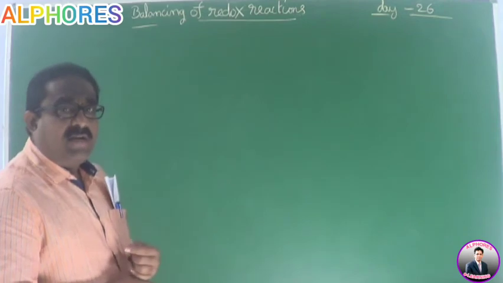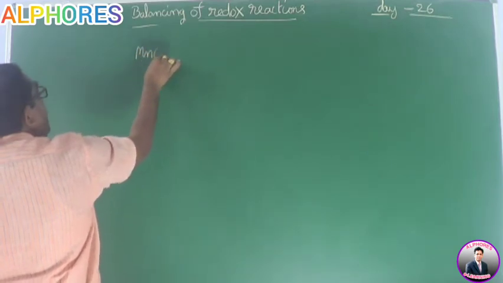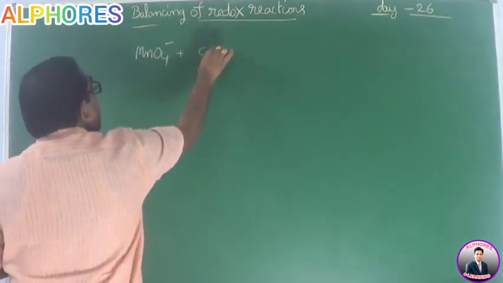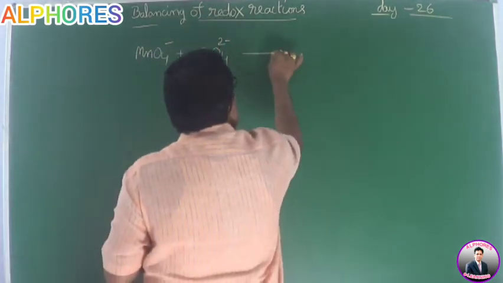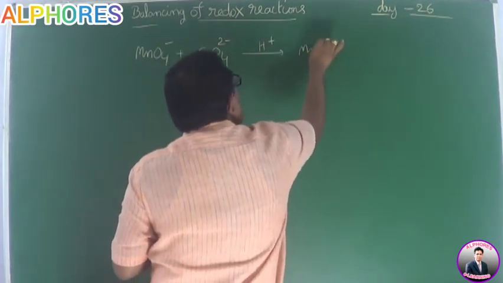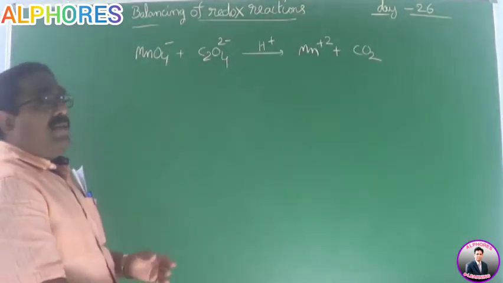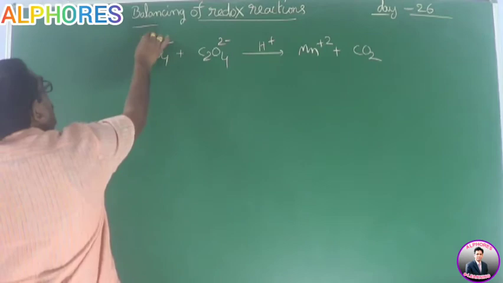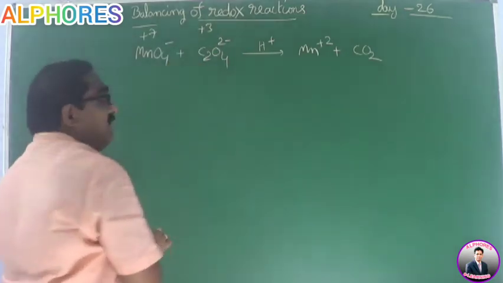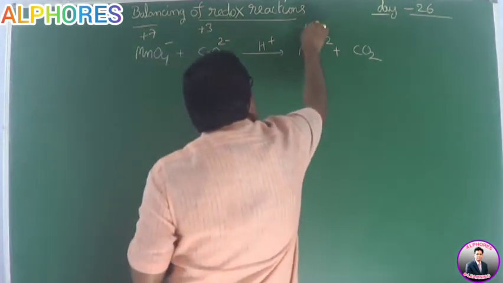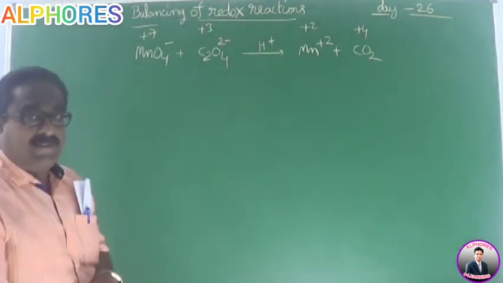Please concentrate. I am going to start the first one. Note down the line with me, students. Permanganate ion and oxalate ion, oxalic acid, oxalate ion in acidic medium, gives Mn+2 and carbon dioxide. Let me calculate the individual oxidation states first of all. As usual, +7 for manganese, and for this carbon it is +3, and for manganese it is +2, and for carbon it is +4, as per the rules for the calculation of oxidation numbers.